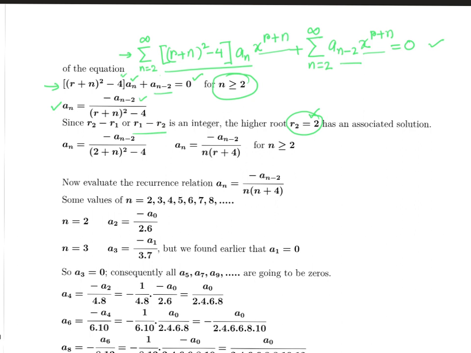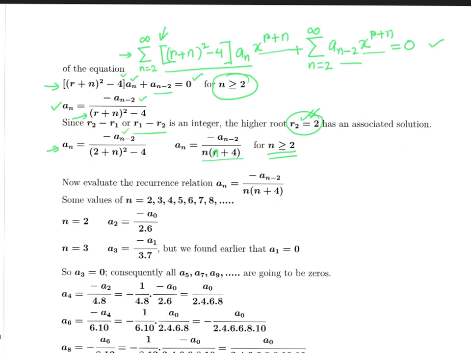Now, if I plug in r is equal to 2 right here, this is what I am going to get: a sub n is equal to negative a sub n minus 2 divided by 2 plus n whole square minus 4. Now I can simplify it a little further. That's going to give me n times n plus 4. By the way, there is a typo here. It should be n, not r. So n times n plus 4. And all of this is true for n greater than or equal to 2.